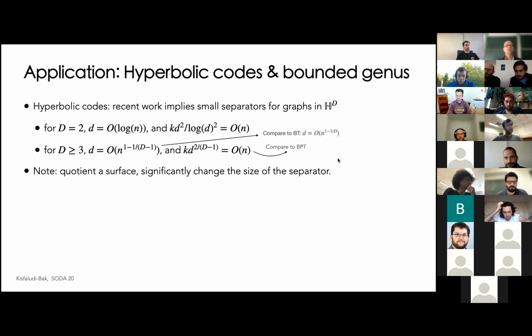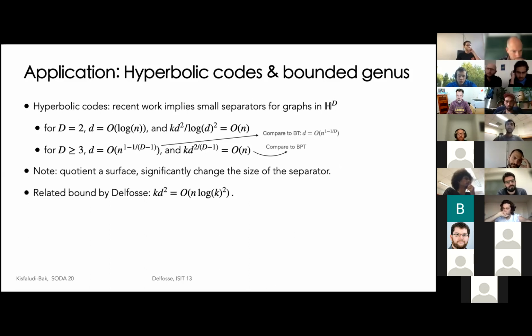So we just want to highlight that these bounds don't apply to surfaces that you obtain by quotienting. So not hyperbolic manifolds, they really do have to just be local in d-dimensional hyperbolic space. When you quotient a surface, this could significantly change the size of the separator. So one might ask, when I do quotient a surface, is there anything that I could say?